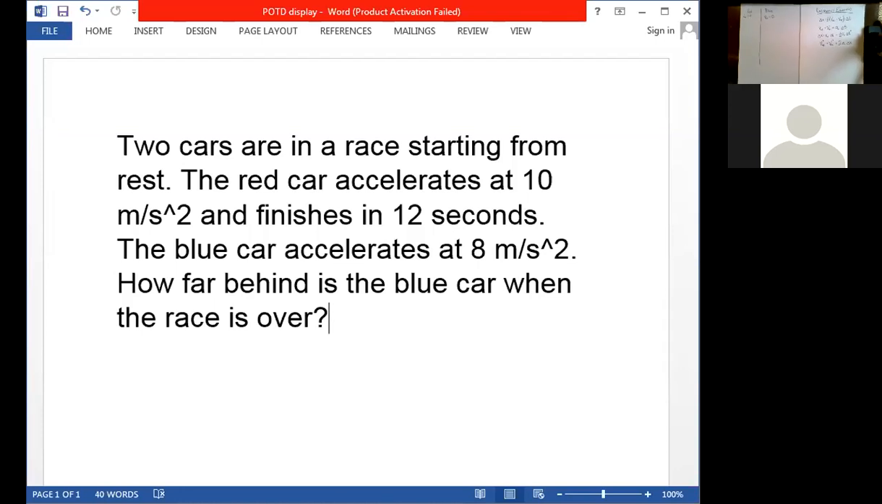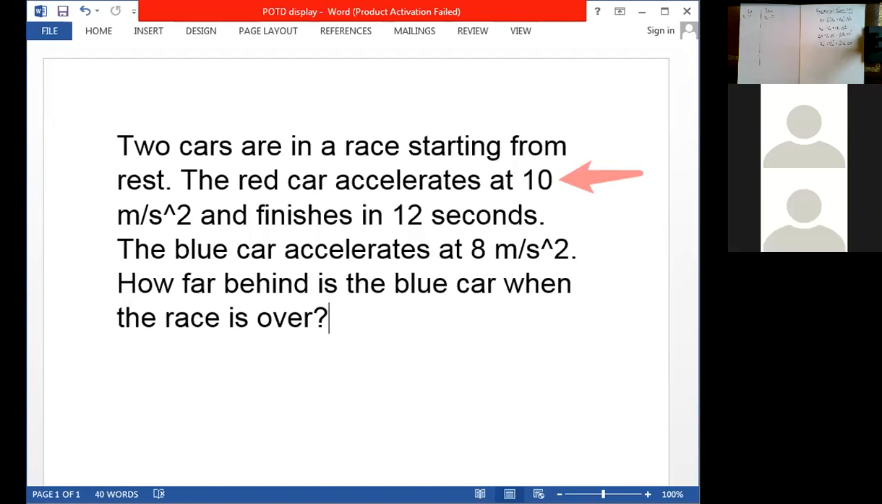And what else do we have for a given? Let's look at the red car first. What are the givens regarding the red car? We got 10 meters per second squared. Yeah, and what is that quantity, right? We want to know not just what the number is, but also what it is. That's acceleration, right? Thank you. So acceleration for the red car is 10 meters per second squared. What else do we have for the red car?